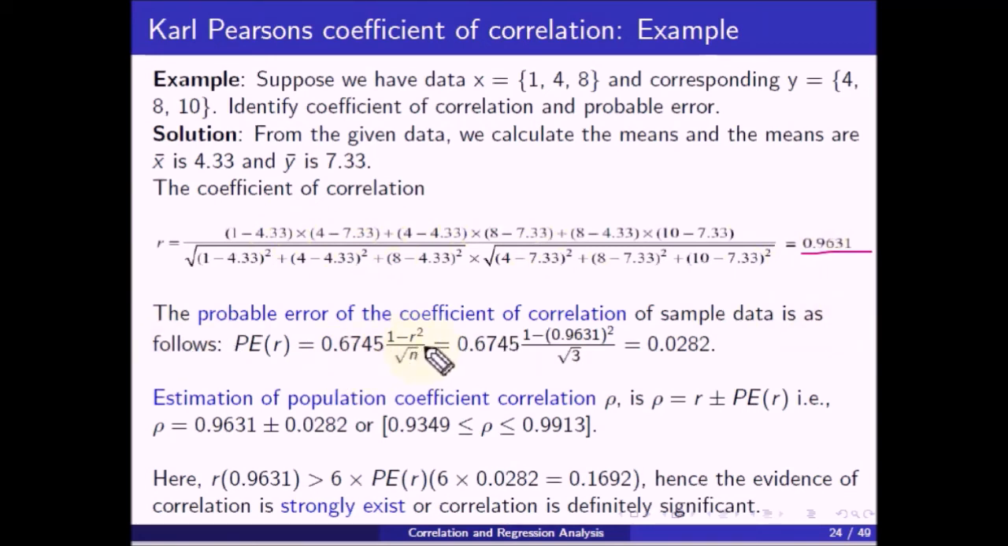And the probable error is 0.6745 into 1 minus r square by square root of n. The r value is 0.9631. If you put in the values, and n is 3, since we have 3 data pairs, the answer is 0.0282.